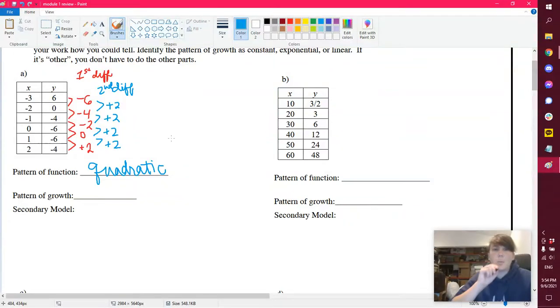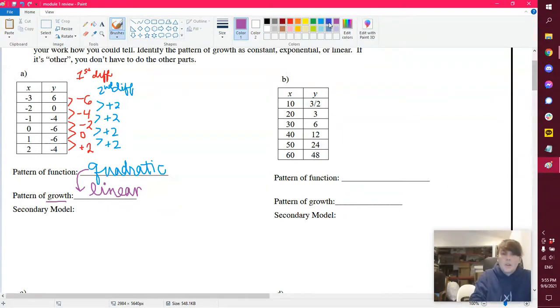So when we're looking at the pattern of function, for all the first part, this is when we actually have to do some computation, right? And then the pattern of growth is always directly from the function. Quadratics always grow linear. Anytime the function is quadratic, it's always linear growth, right? It's kind of like the definition of quadratic. So when we write linear, it's not really a computation. We're not doing math. We're interpreting math.